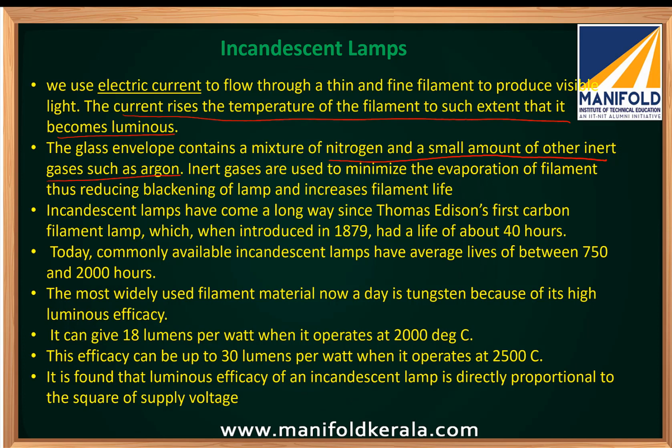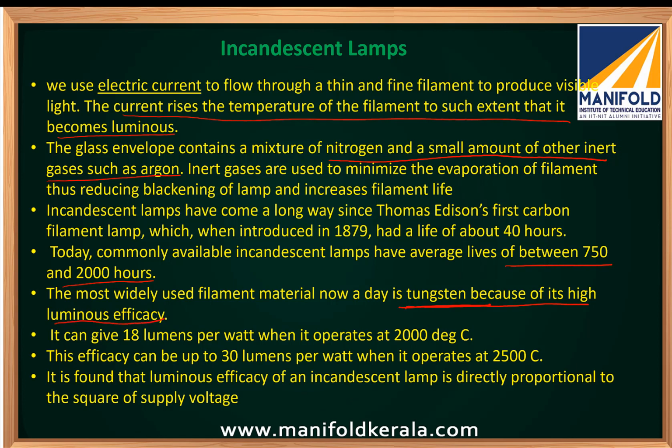Initially, Thomas Alva Edison made the first carbon filament lamp, which he introduced in 1879. Firstly the filament was made with carbon, and then later on they tried other materials, and eventually they settled on tungsten, which has the ideal features for this application. Today commonly available incandescent lamps have an average life of 750 to 2000 hours. The most widely used filament material is tungsten because of its high luminous efficacy.